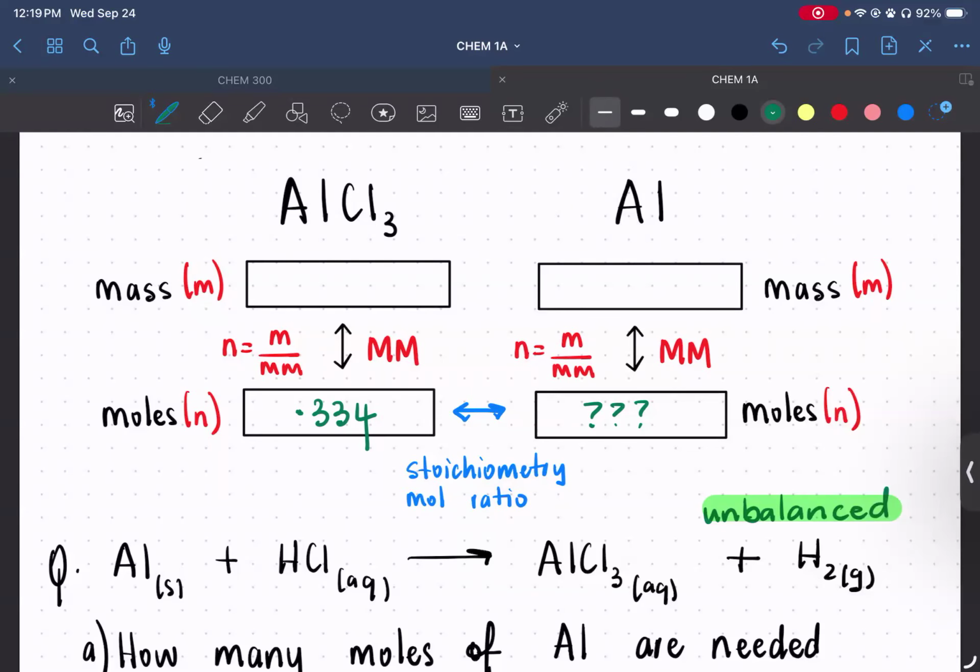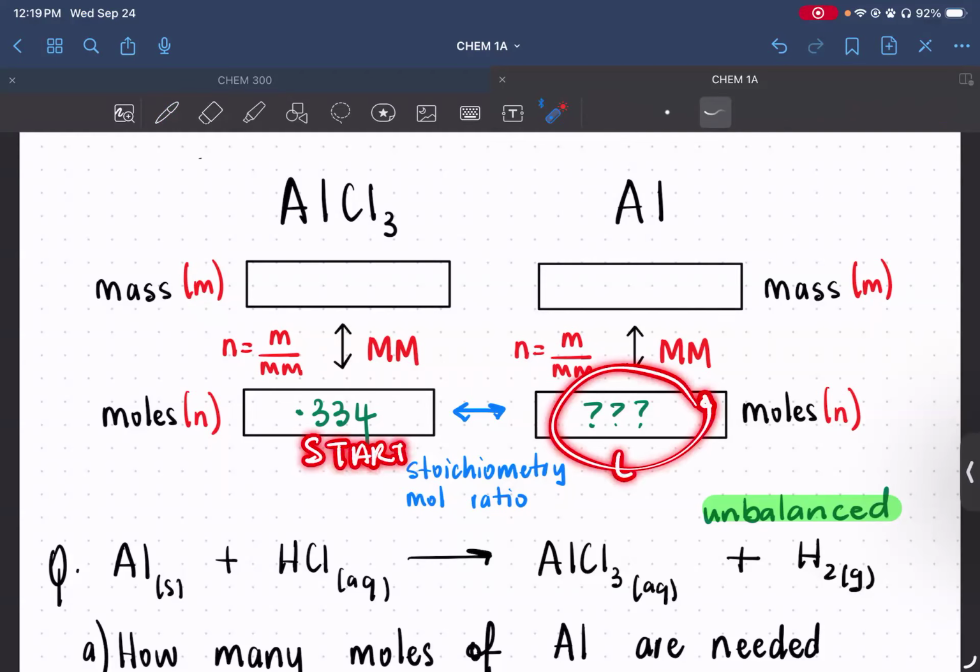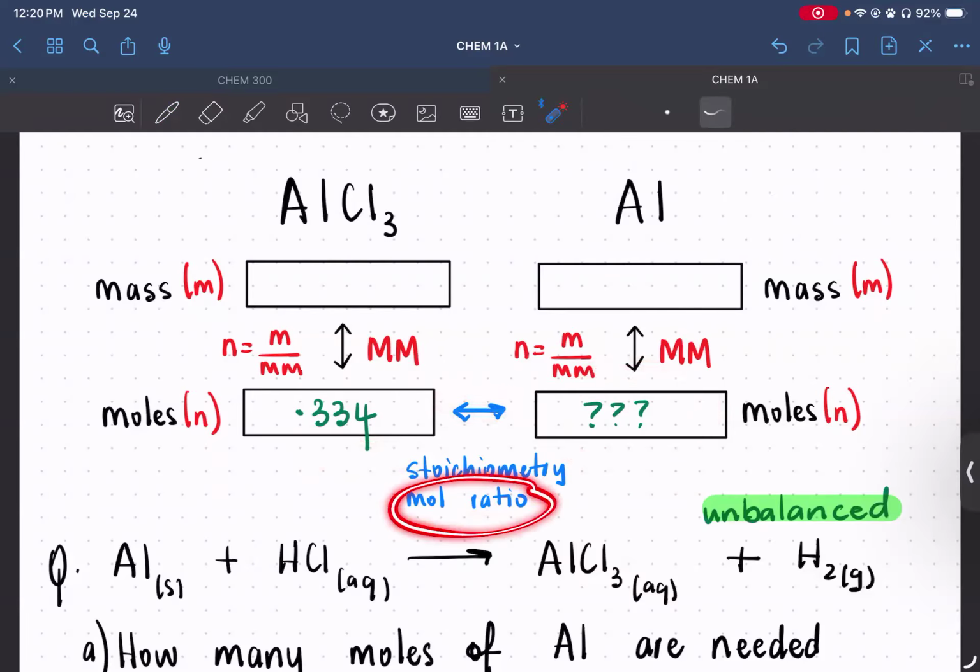By putting these values in the box, we can clearly see the path ahead. In other words, for us to understand how many moles of aluminum we need, we start here, we end here. So the only thing we need to do is use stoichiometry to figure out the answer. Stoichiometry, of course, is mole ratio.